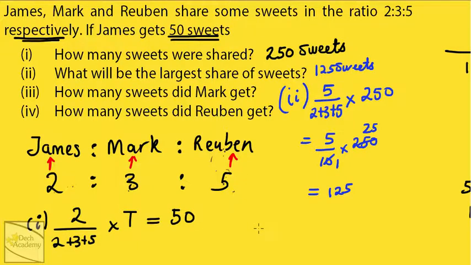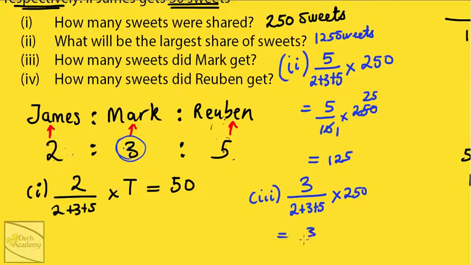How many sweets did Mark get? That's question 3. Well, for Mark, the component of the ratio corresponding to Mark is 3. So Mark will get 3 divided by 2 plus 3 plus 5 times the total number of sweets, which is 250. So Mark will get 3 over 10 times 250. 0 cancels 0 here. So we have 3 times 25. 3 times 25 is 75. So Mark gets 75 sweets.